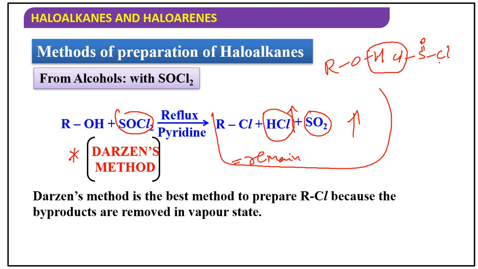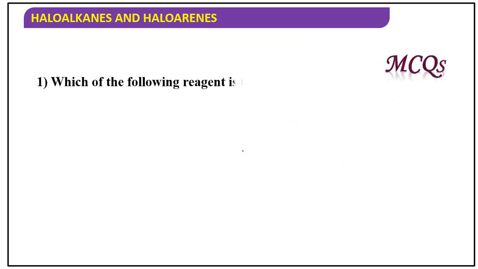Okay, then this Cl is attacking, and this oxygen is going. SO2 and HCl, two byproducts are there. Now, which of the following reagent is used in Groove process? See, Groove process, which one? Second time we discussed. The names are also important.